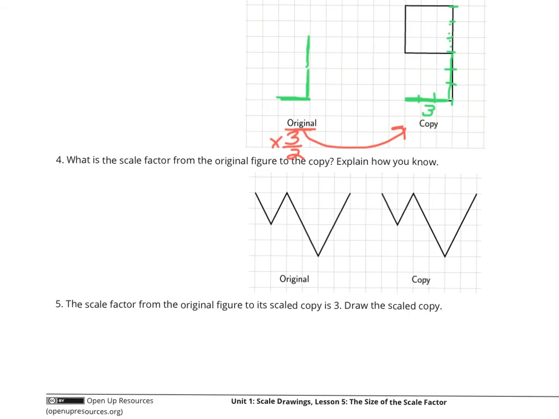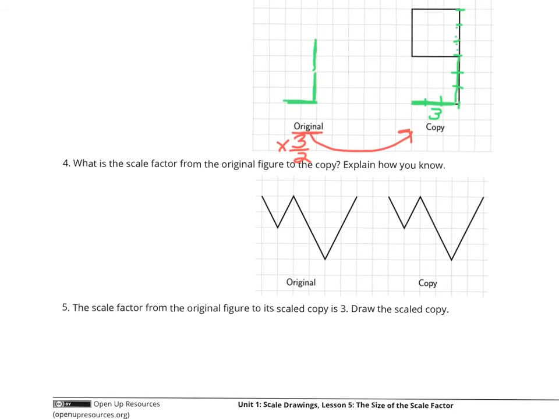Question 4 says, what is the scale factor from the original to the copy? Well, what do you notice there? The original and the copy, they're exactly the same size, right? So what would the scale factor be? If two things are the same size, the scale factor would have to be, take a guess. I want you to write that down in your book and we'll talk about it next time we meet.